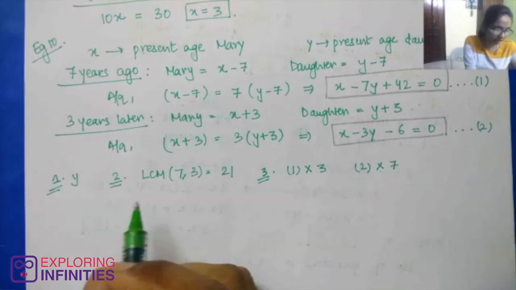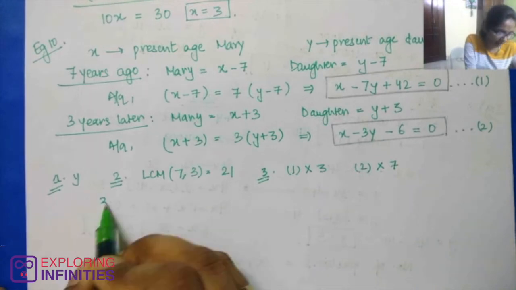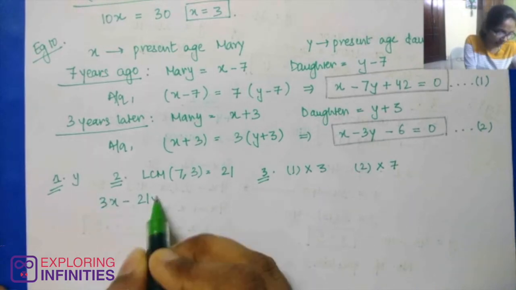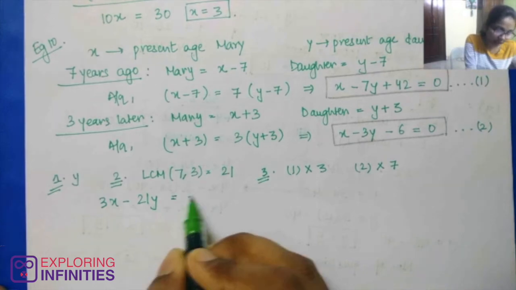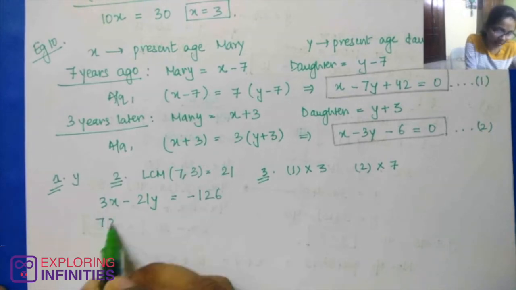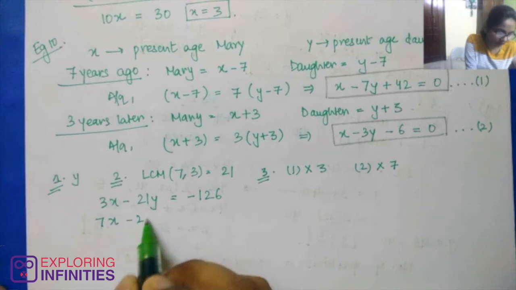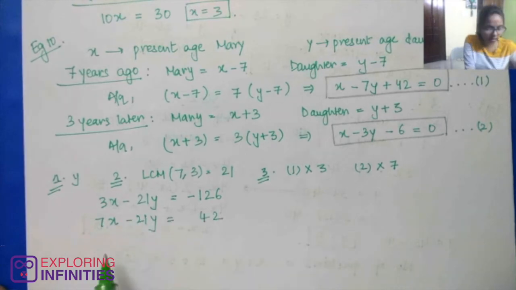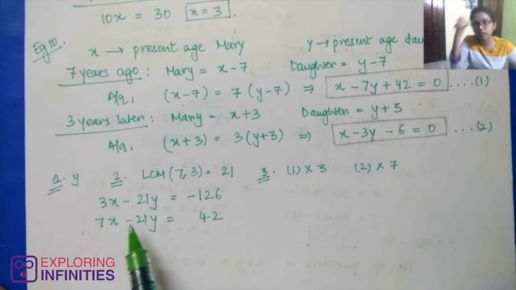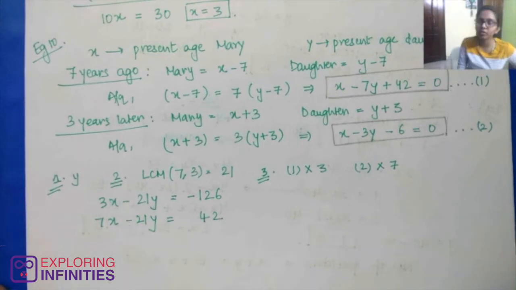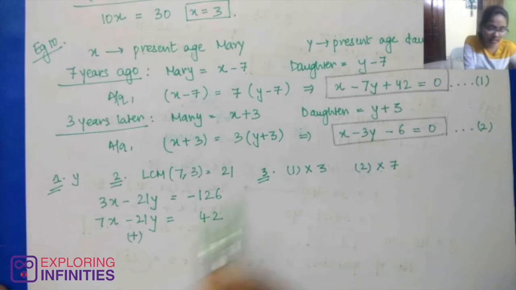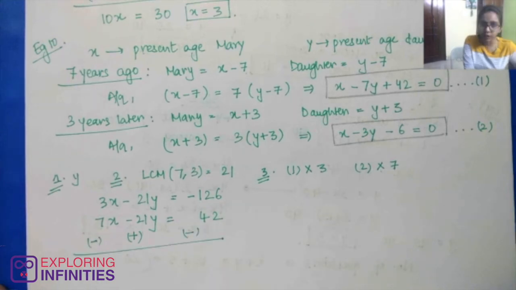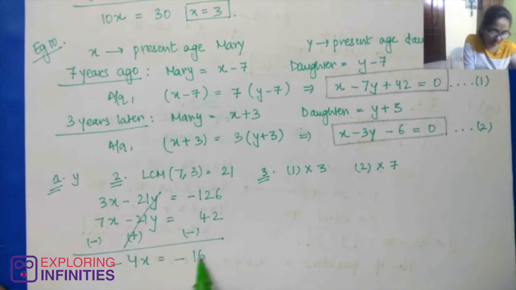When I multiply, I get 3x minus 21y is equal to minus 126, and multiplying the second by 7, I get 7x minus 21y is equal to 42. Now I look at my y part, I have minus 21y and minus 21y, so I reverse the sign of my second equation into plus. I change the sign of the entire equation, so plus 7x becomes minus 7x and plus 42 becomes minus 42. So I simply cancel this part. I have minus 4x is equal to minus 68.